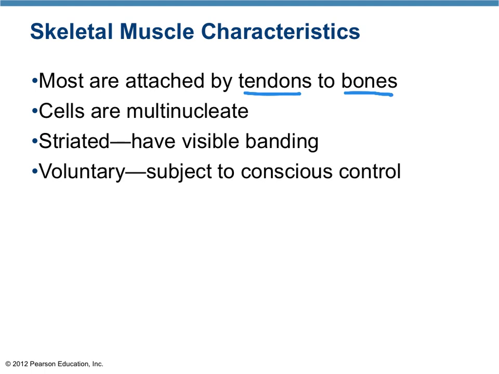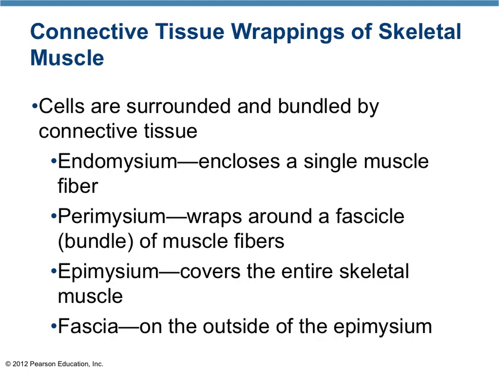The cells, again, in skeletal muscle are also multinucleate, so they have more than one nucleus in each cell. And again, they are striated, so they have banding or stripes, and they're voluntary, meaning that they are subject to conscious control, so you can control when those muscles contract. Now we're going to talk about those levels of organization in muscle tissue.